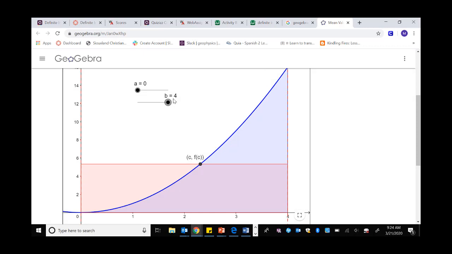What you're going to do now is you're going to work through this Desmos and figure out how you can find the average value. It's pretty easy. It's integrating and then dividing by your base length. All right, good luck. Work through the whole Desmos.